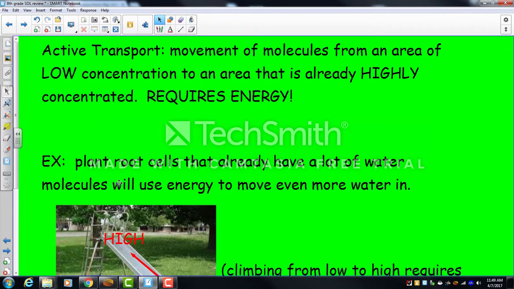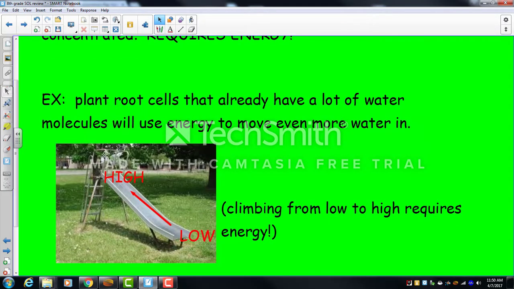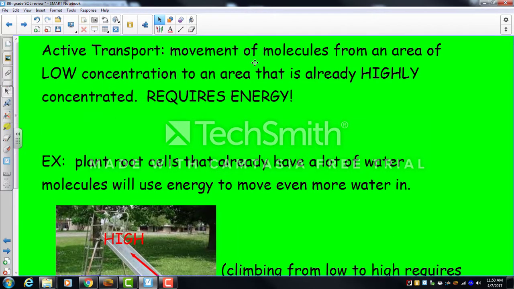Now, active transport. This is a rare occasion, okay? So active transport is a type of cell transport, though, where very rarely, like I just talked about, we have to go from low to high. Active transport is going from an area that is low to an area that is already highly concentrated. And because of this, it requires energy. That's the thing to highlight here. Oh, my highlighter doesn't show up on the green. Let's underline it. There we go. Underline that.